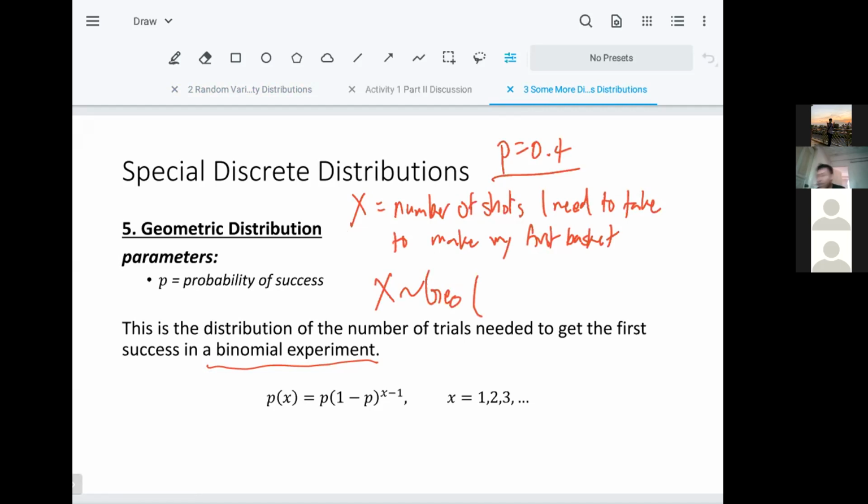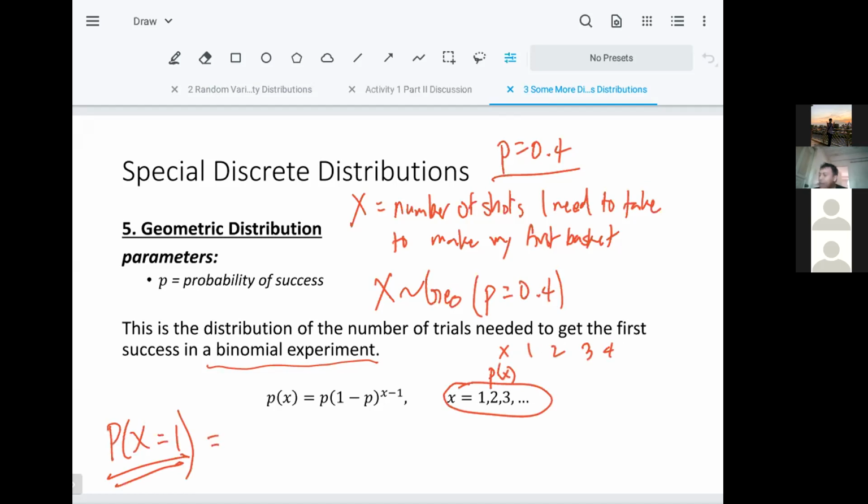Baliktad. Okay. So with P is equal to 0.4, of course, if you want to imagine it in tabular form, how many shots do I need to take before I make my first basket? Pwedeng isa, pwedeng dalawa, pwedeng tatlo, apat, and so on. Kaya X equals 1, 2, 3, up to infinity yan. And each do have their corresponding probabilities. So, probability that X is equal to, let's say, anong probability na unang tira ko pa lang, pasok na kaagad? Yan ang ibig sabihin nito.